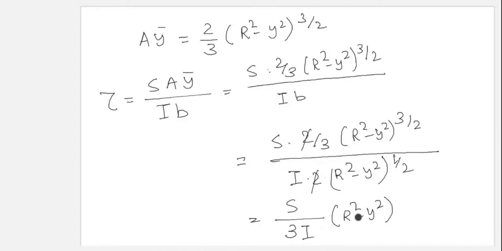So S by 3I into r square minus y square. That is the shear stress expression for a circular section, and from this quadratic function of y, again we can see the distribution will follow a parabolic curve.